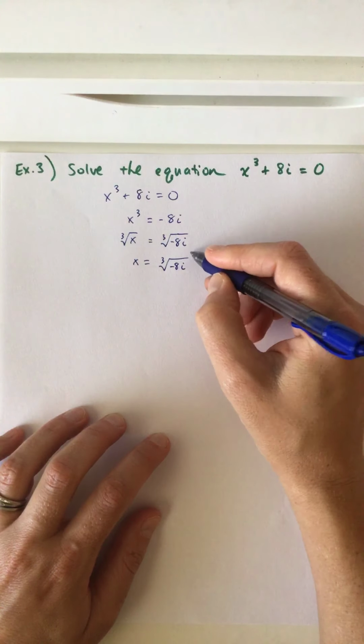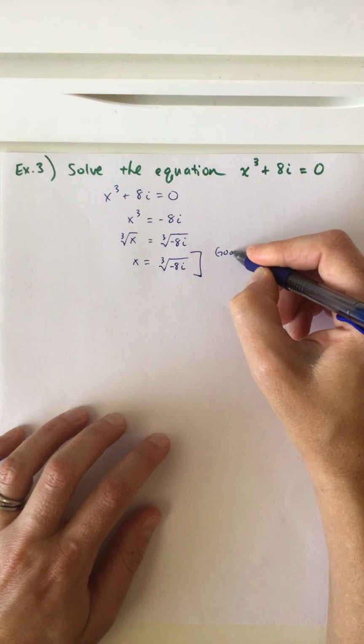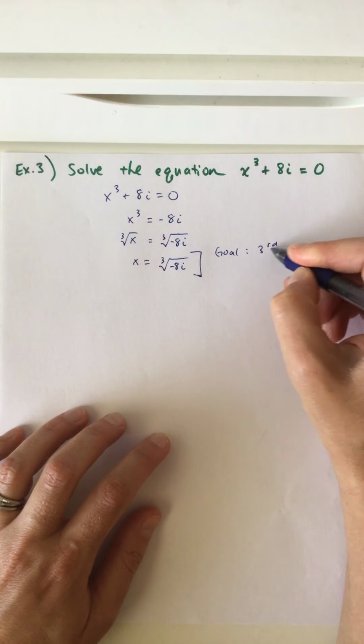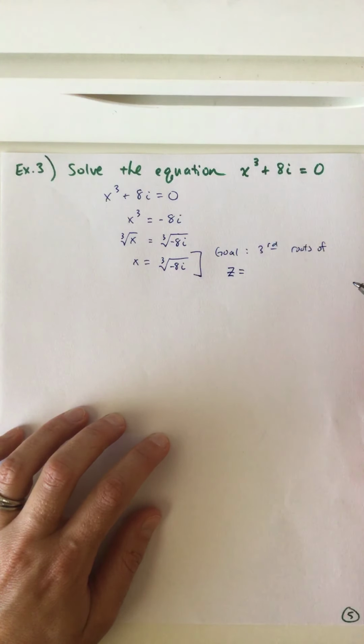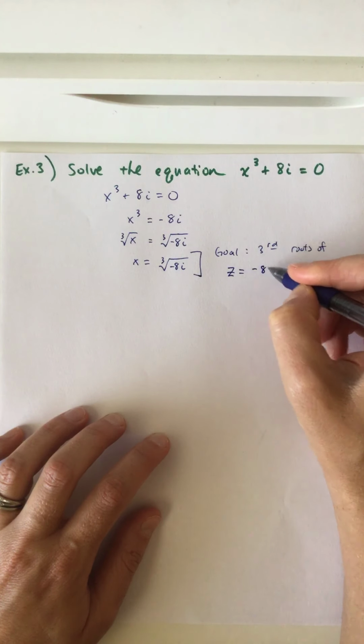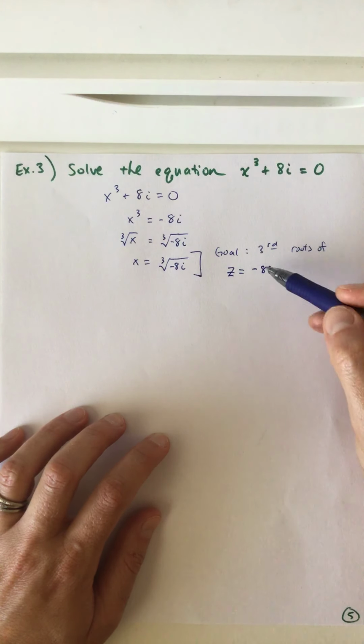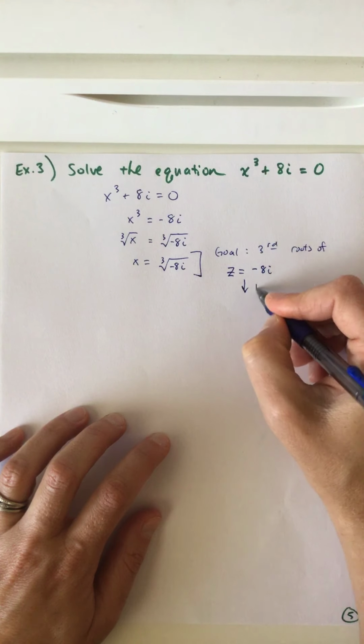So now let's think about this. Our goal is to take the third roots of a complex number. That complex number is negative 8i. In order to use our formula, we've got to put it in trig form.